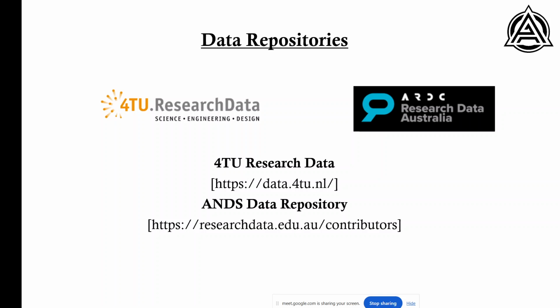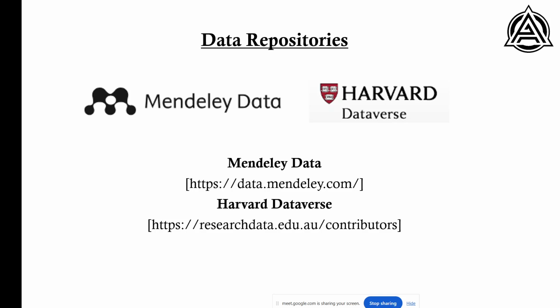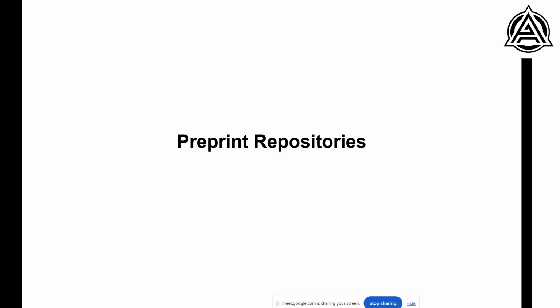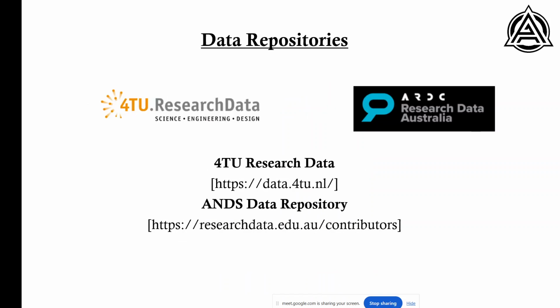So all these platforms, let me show you everything. The next thing is Mendeley Data and Harvard Dataverse, and we have Open Science Framework, OSF Preprints and Figshare. So these are all six preprint platforms. All these preprint platforms support your data in all formats.